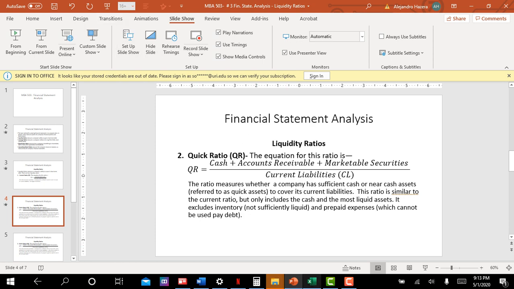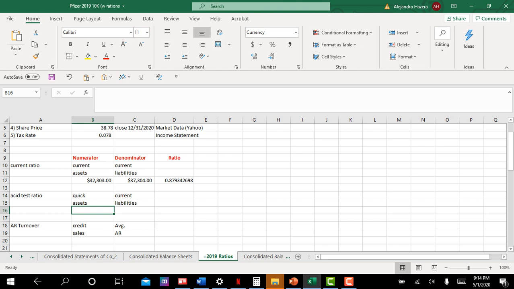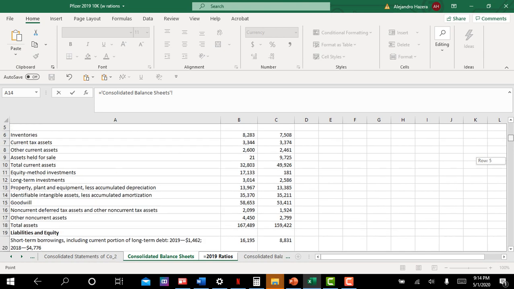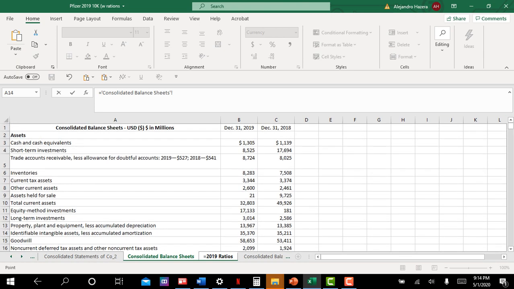Okay, so let's go back to the worksheet here. So our quick assets. Quick assets is the numerator. Quick assets are equal to, let's go back up here, cash and cash equivalents plus marketable securities. Short-term investments are the same thing as marketable securities, and trade accounts receivable. So notice that the top three accounts on the balance sheet are the most liquid by definition.